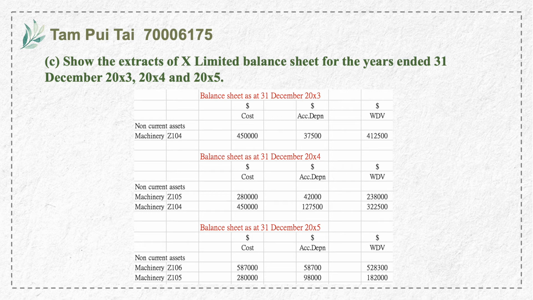And the second point I just want to remind is 2000 X5 machinery Z105. This depreciation also needs to use two values to calculate. It is 56,000 plus 42,000. So after calculating, you can know it is 98,000.